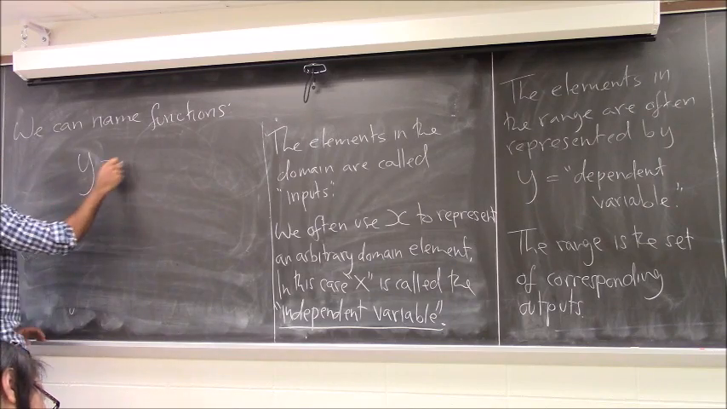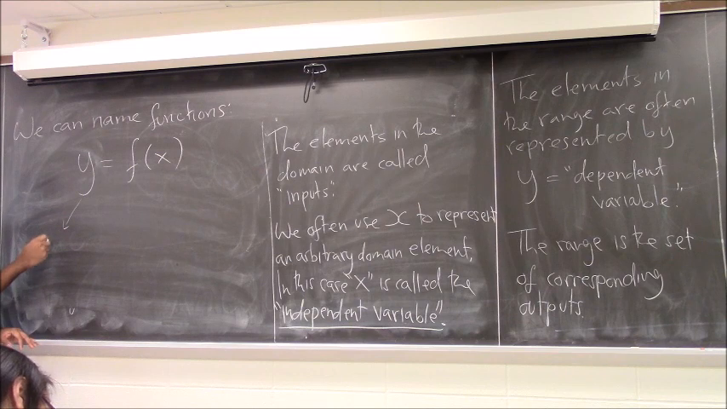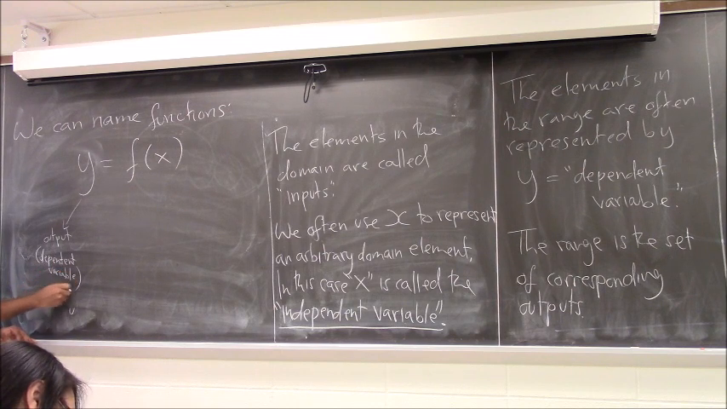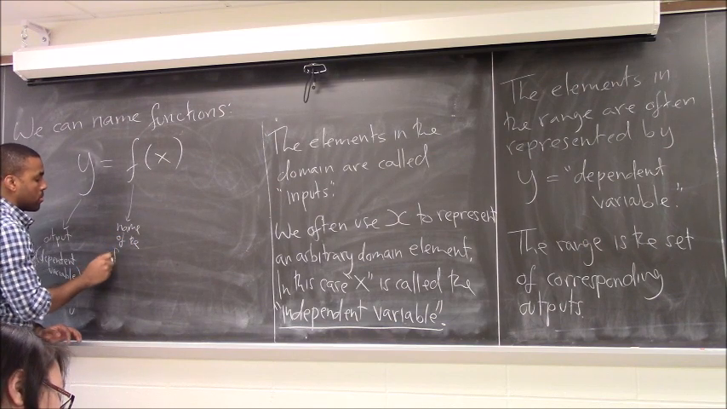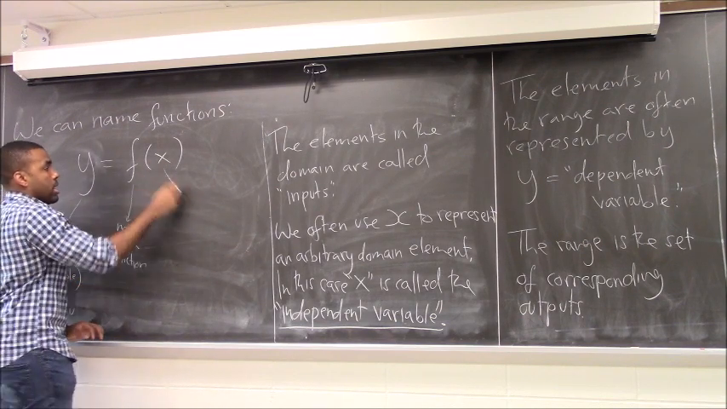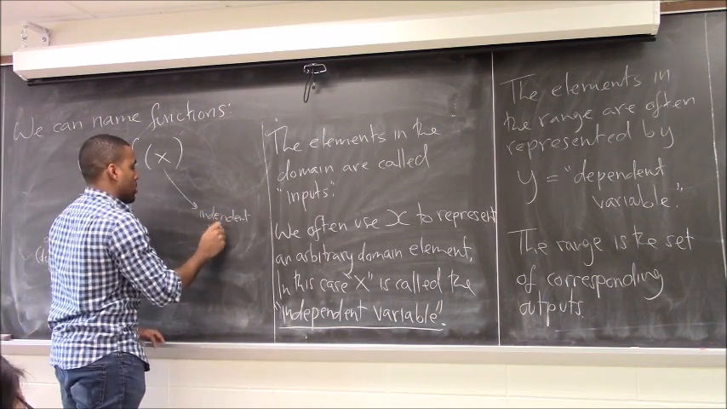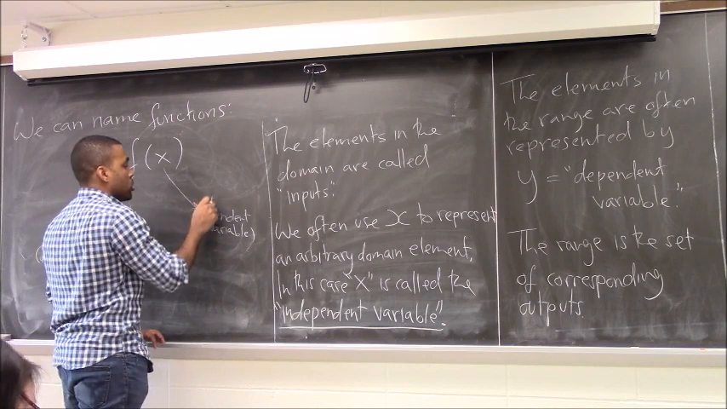So for example, if I write y equals f of x, right, that's read f of x, it's not a multiplication, it's a notation. This means a function of x. That means y is the output, or dependent variable. f is the name of the function. And x is the independent variable. That is the input.